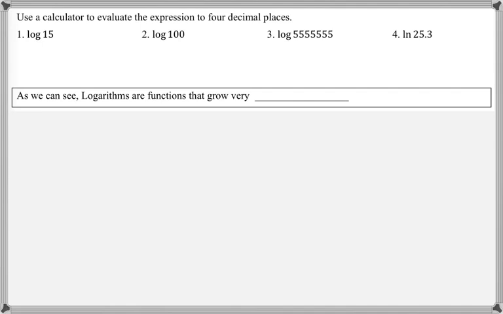So if I type log of 15, then that's going to get me 1.1761. If I type log of 100, I get 2. If I type log of 555, I think I have the right number of 5s, then I get 6.7447.